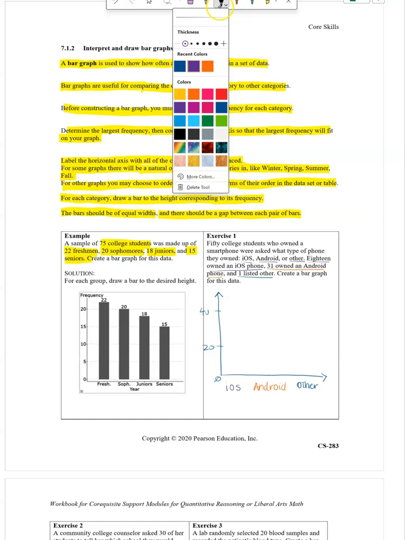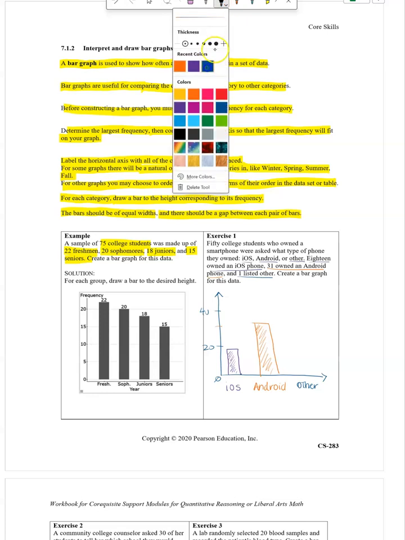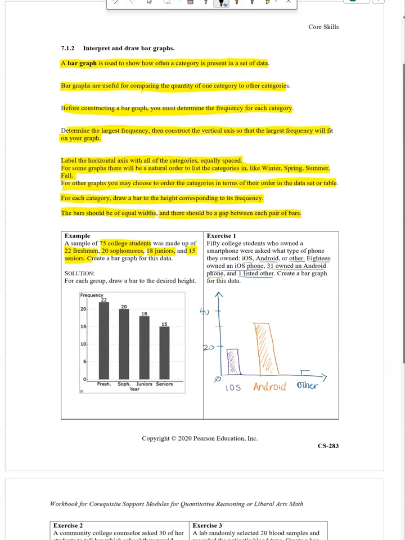So my iOS purple was 18, so I made him right there. Then my Android was 31, so 20, this would be 30. He's not the same size, is he? There we go. My Android. And then my other was just 1, so he's just barely a blip. There's my bar graph.